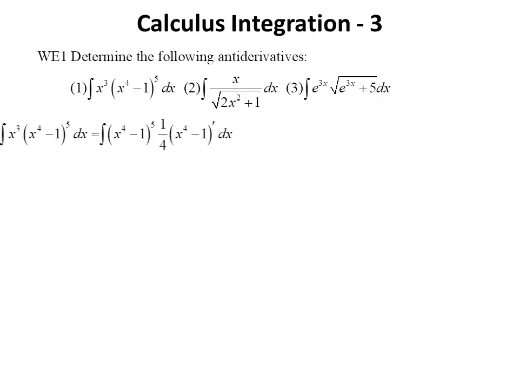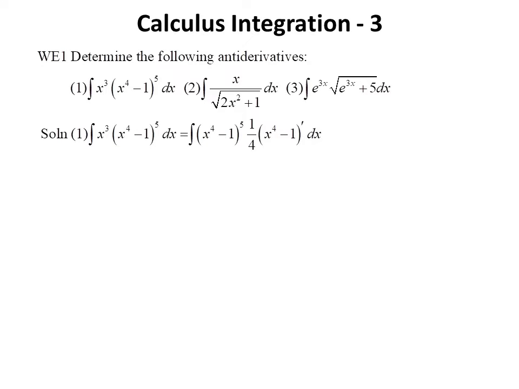In question 1, since the antiderivative is written as the integral of (x^4 - 1)^5 times 1/4 times the differentiation of (x^4 - 1) dx, which can be further simplified to 1/4 times the integral of (x^4 - 1)^5 d(x^4 - 1), which equals 1/24 times (x^4 - 1)^6 + c.